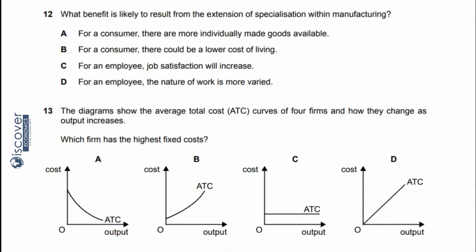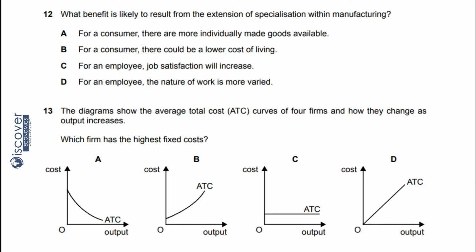What benefit is likely to result from the extension of specialization with manufacturing? Fine, if you are having manufacturing, you are having specialization. So specialization means when you are best at doing something, and manufacturing means manufacturing. So come to A choice. For a consumer, there are more individually made goods available. So more goods are available for the consumers. Okay, yes, this could be, but this is not.